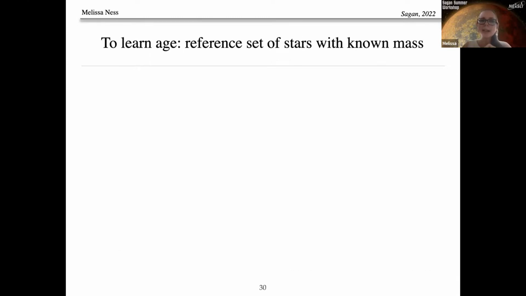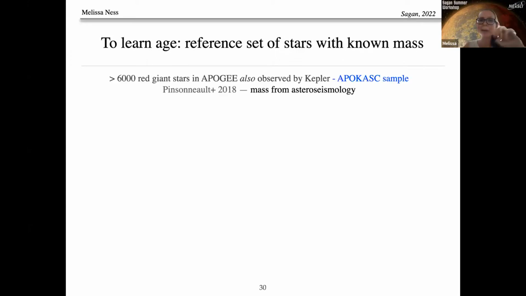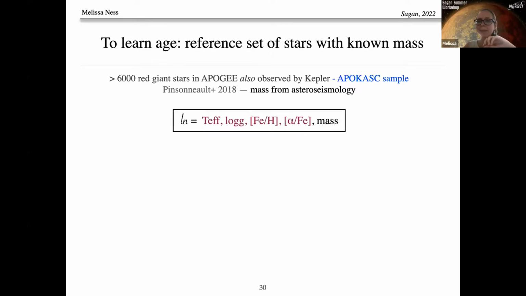So to learn age, we need a reference set of stars with known mass. Again, we have these stars. These are stars in APOGEE, also observed by Kepler. Now our labels are going to better describe the spectra rather than just temperature, gravity, and metallicity. We're going to have temperature, gravity, metallicity, alpha enhancement to get 2 channels of enrichment, plus our mass.